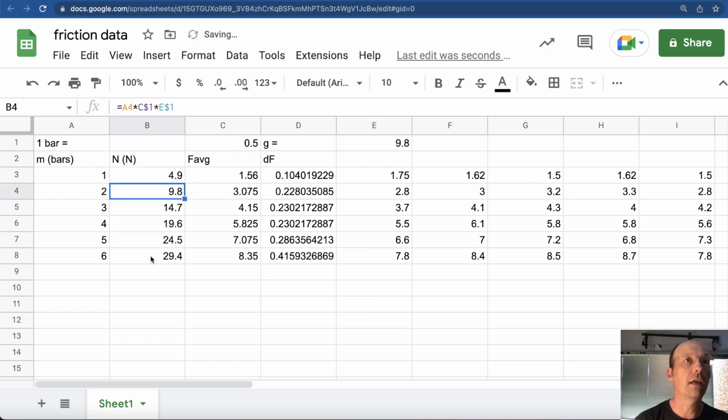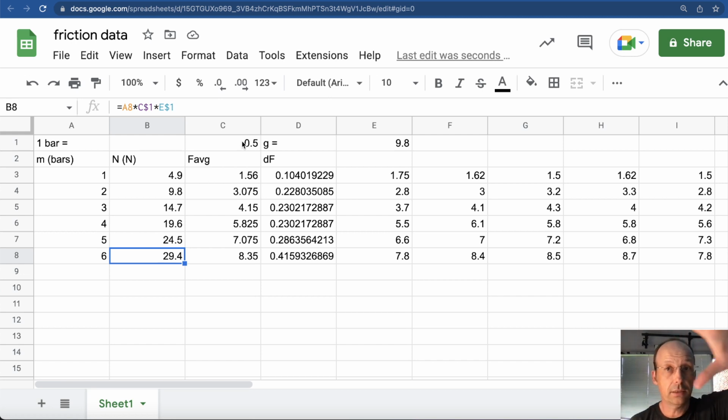And so you see right here, if I click on this cell, it's A8, which is this right here, multiplied by E1 and C1. So it's still using those same ones. So I have my normal force. I have my average force. I'm going to graph this. Yes, you can graph this right in Google Sheets, and I'm going to do that.